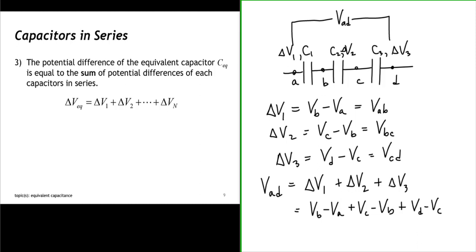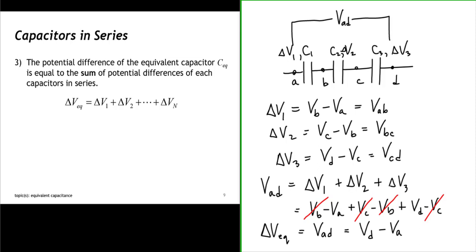And from here, notice the potential at point B cancels with the negative of the potential at point B. The potential at point C cancels with the negative of the potential at point C. And we're left with the potential difference of the equivalent capacitor formed from the three capacitors in this series, which is equal to the difference in potential between points D and A. And that was just given by the sum of the potential differences across those three components.